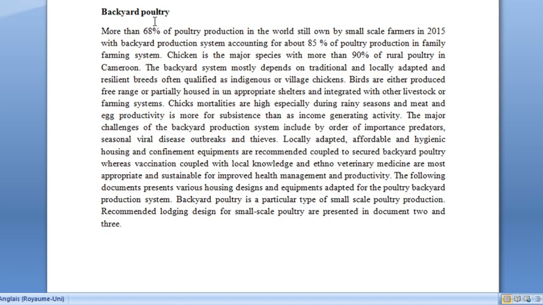In village or rural areas, we know that the major poultry challenges or animal production challenges are predators and seasonal diseases or disease outbreaks. You also have thieves, but these are the two major challenges there. So the house design must consider these challenges.